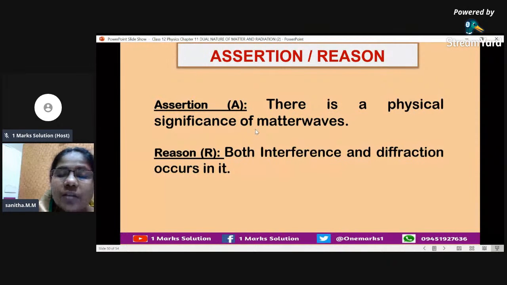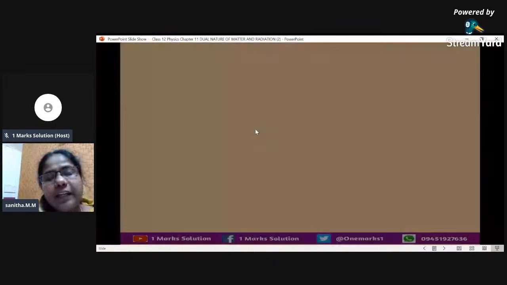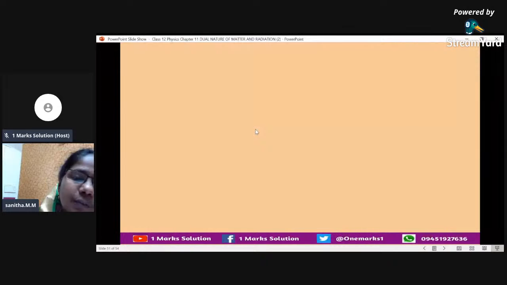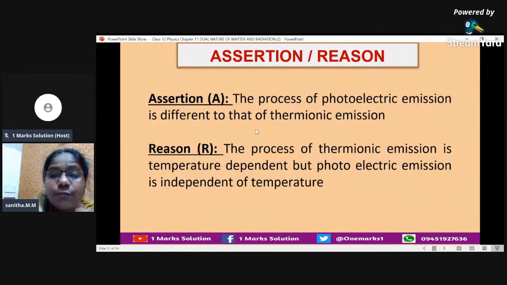So what is the answer? We can say the first option, both are absolutely correct. So the option is A. That is, assertion and the reason are correct, and the reason is the correct explanation for the assertion. Then we can go for the second question. Assertion is given as, the process of photoelectric emission is different to that of thermionic emission. It's entirely different.